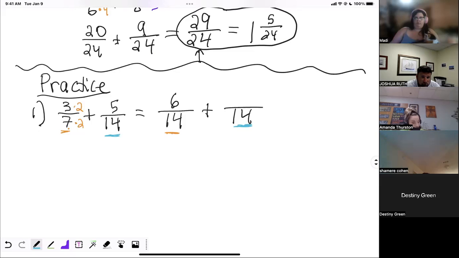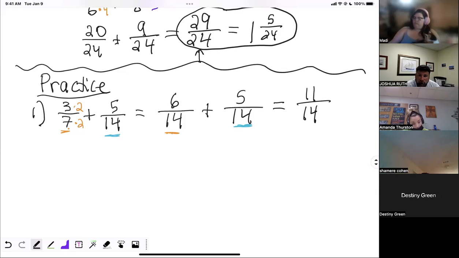Now, if I compare these, that's already 14. I need 14, I have 14. So that means I had to do nothing but put 5 on top. That didn't change at all. And now we're going to add across. 6 plus 5 is 11. And 14 stays 14.